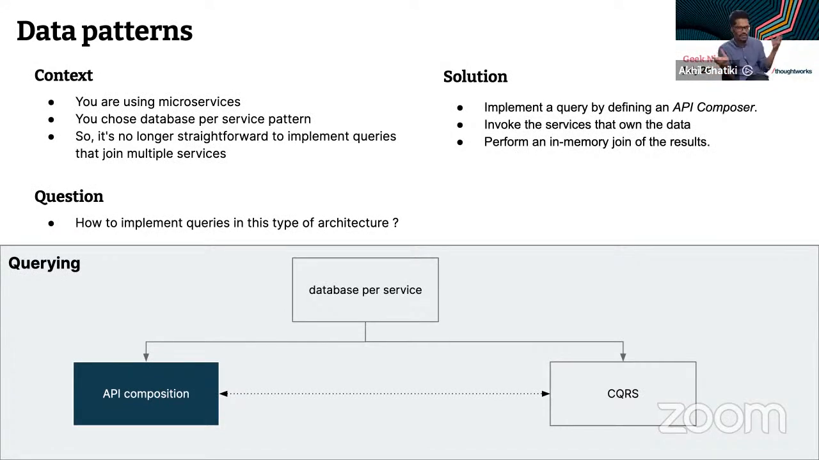So now the context is you're using microservices. You have the database per service pattern, and your business requirement is no longer straightforward queries. Your query should span across services. So the question is, how do you implement queries in this type of architecture that get spanned across multiple things? So you need to have an API composer. You invoke the services that own that data and perform in-memory joins, and you get back the result.